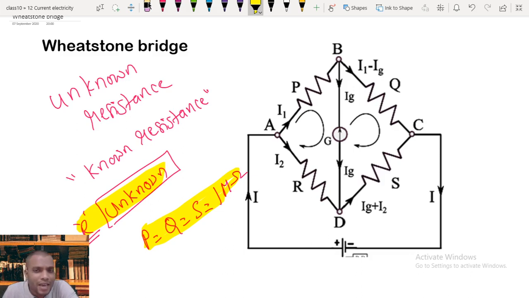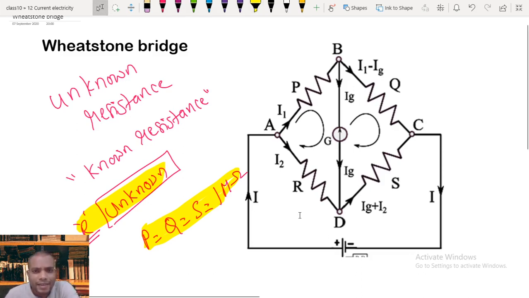So this is very helpful to find the unknown resistance value by using known resistance, and it is one of the applications of Kirchhoff laws, because in the circuits we need to apply the Kirchhoff loop rules to find the expressions. In today's class we will learn how these known resistance values help to find the unknown resistance value.